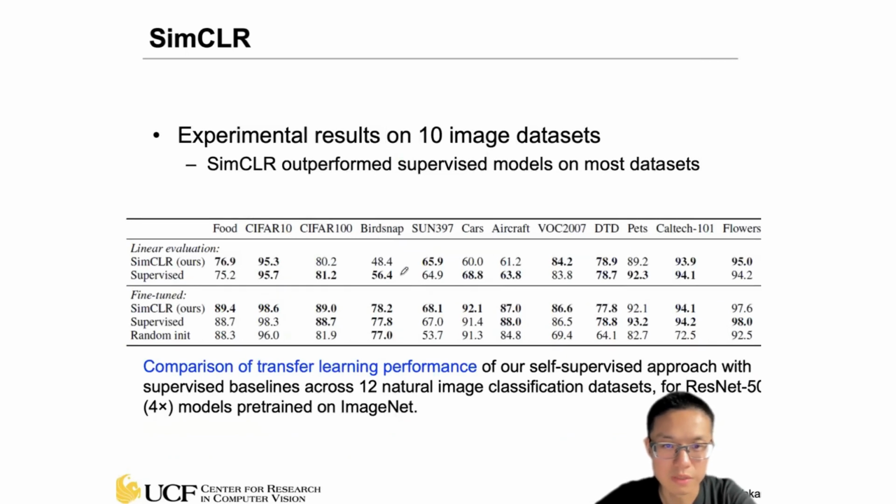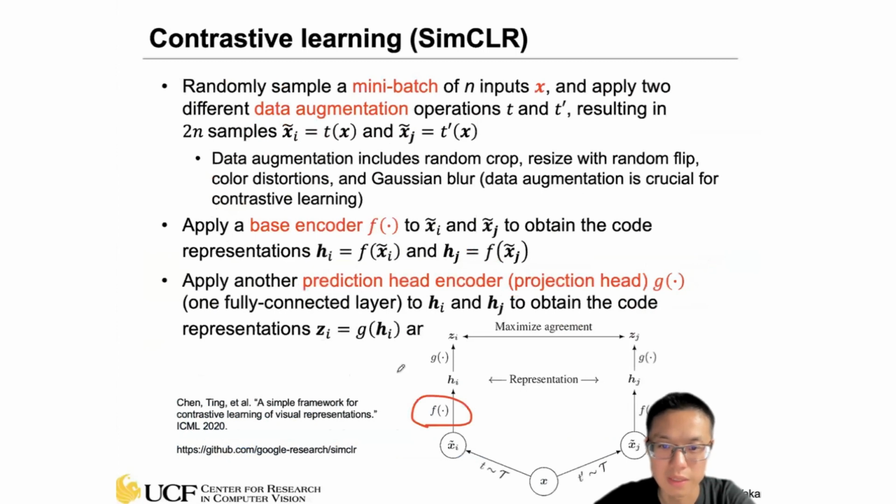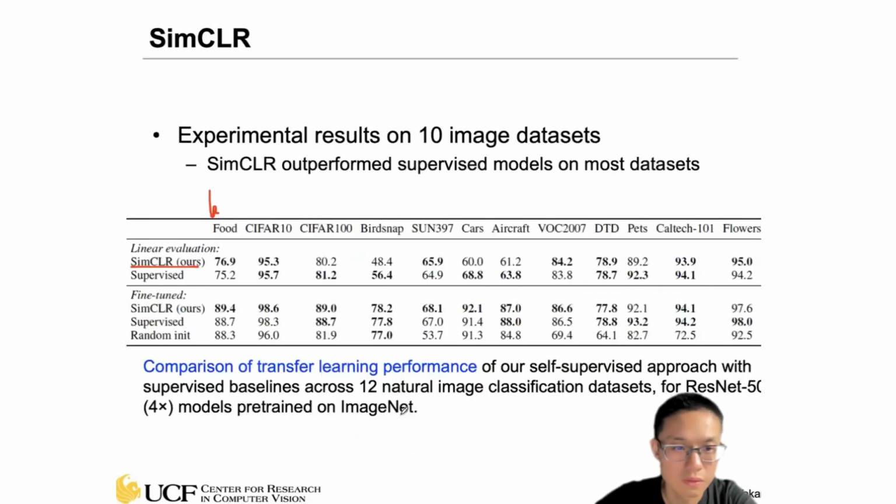They also do some evaluation. First is this linear evaluation. SimCLR is their self-supervised learning method. You do the self-supervised learning, and remember, once it's trained, we keep the feature extractor, F here. Then you do this linear evaluation.